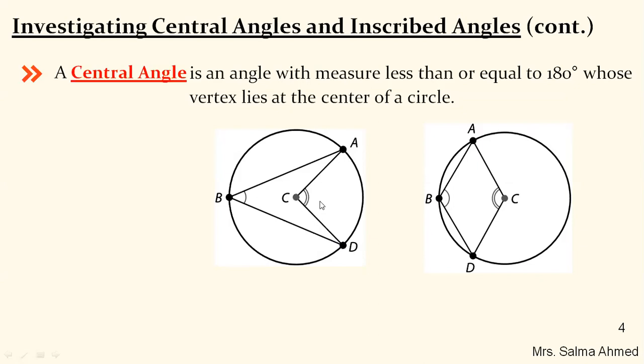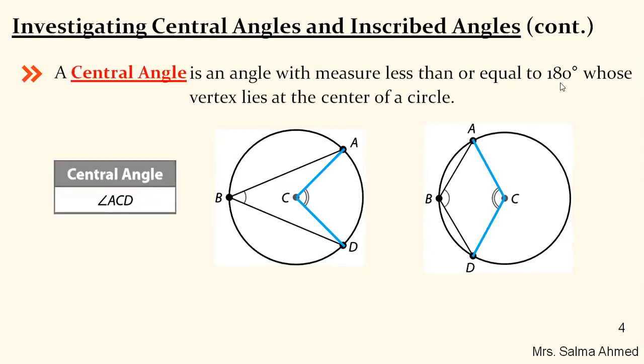These 2 radii, and the included angle between them, is called a central angle. So here we have the central angle, and it's called ACD, or we can call it DCA. On the other side, I have 2 radii and the included angle between them, which is called a central angle. So here we have another central angle, an angle less than or equal to 180. The central angle is called ACD or DCA.